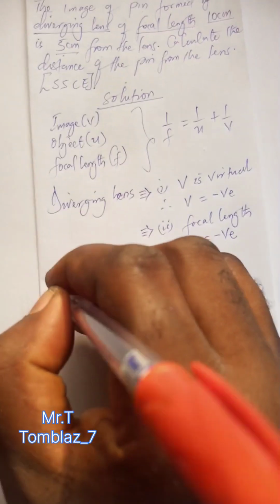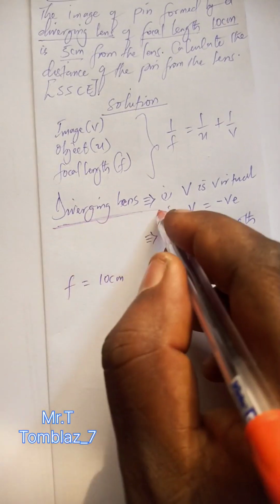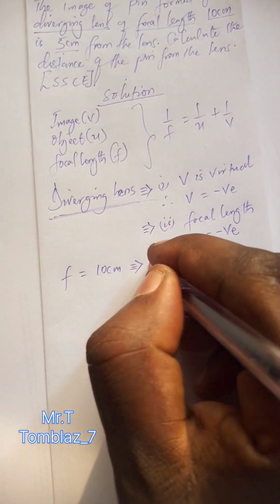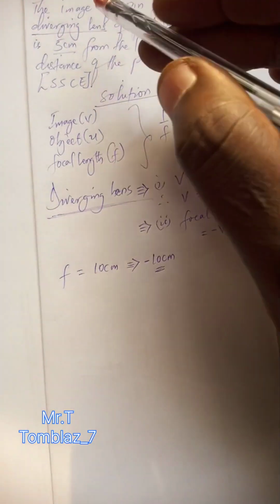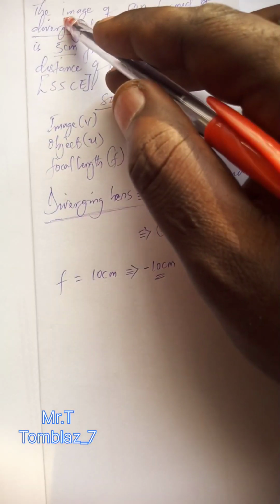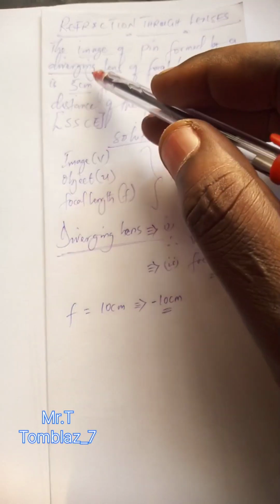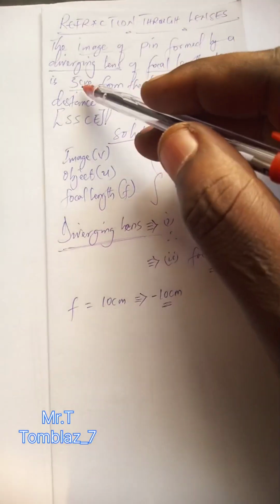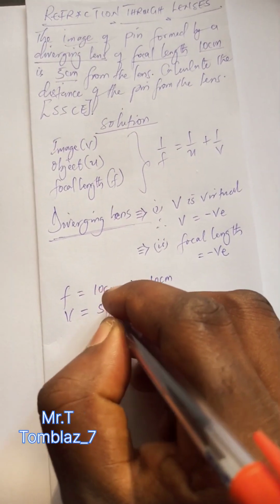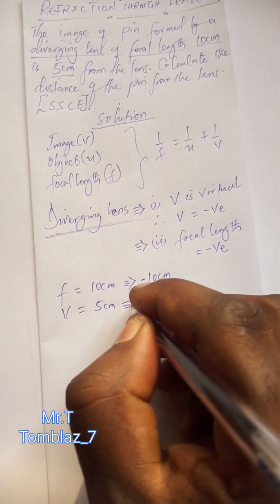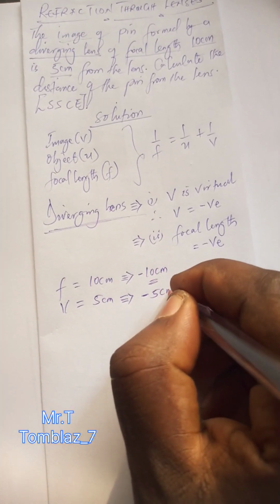Alright, if that is taken care of, now let's pick up our values. Focal length F is equal to 10 centimeters, which, because it is a diverging lens, tends to what? Minus 10 centimeters. And they say the image of a pin, image now, V, formed by a diverging lens of focal length 10 centimeters is 5. So the image is 5 centimeters. So V is equal to 5 centimeters. But by virtue of being a diverging lens, we will now have minus 5 centimeters.